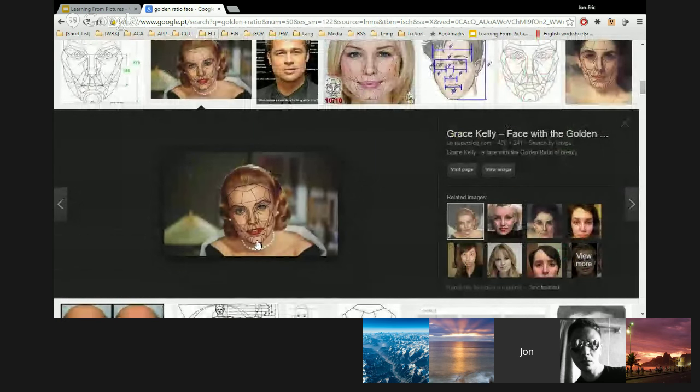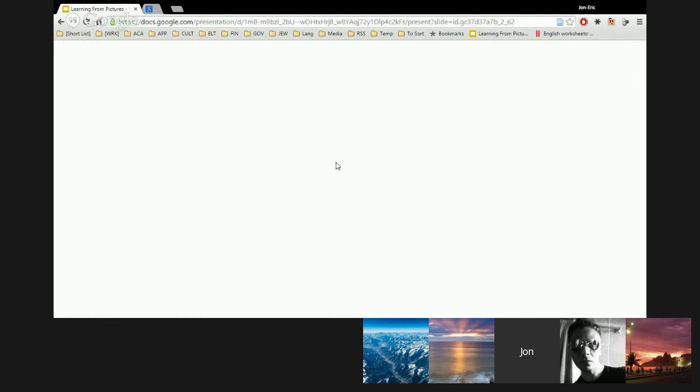It's a useful device. It's controversial. Not everyone agrees that this is as mathematical as it seems. Look at Grace Kelly. Perfect. That's Grace Kelly from Rear Window. Look at that. Perfect fit. Weird, huh?